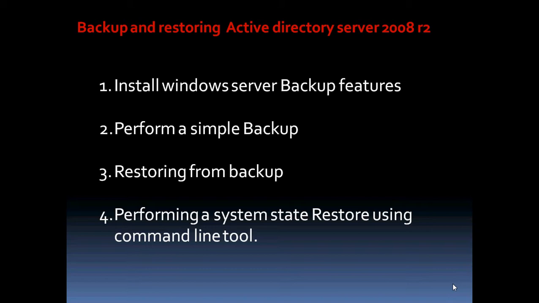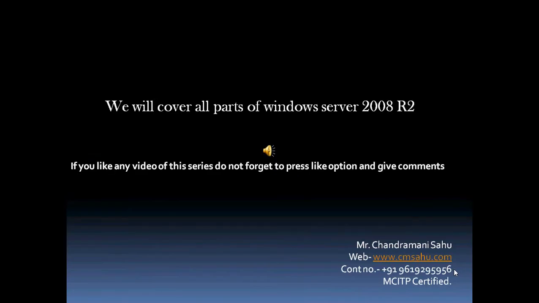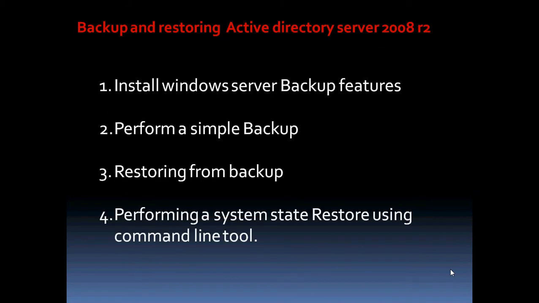We will do 4 steps in this video. Maybe it will take 2 videos also, no issue. The first step: install the Windows Server Backup feature. Second, we will perform a simple backup. Third, we will perform restoring from backup. Whatever backup we have done, how we will restore, that thing also we will perform.